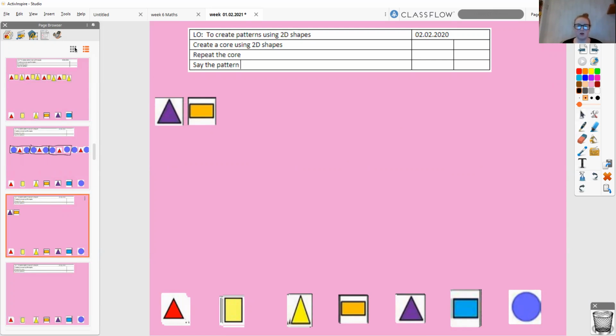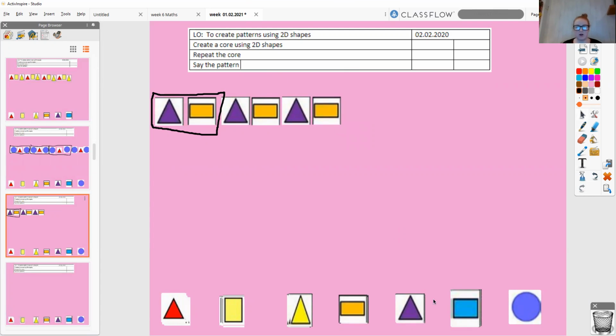So if this is my core, what needs to come next? So we've got purple triangle, orange rectangle. Then we go purple triangle, orange rectangle, purple triangle, orange rectangle, purple triangle, orange rectangle. Let's see if we can identify the cores there.